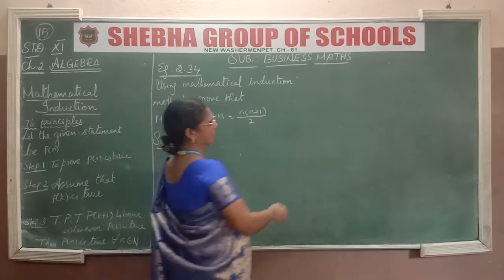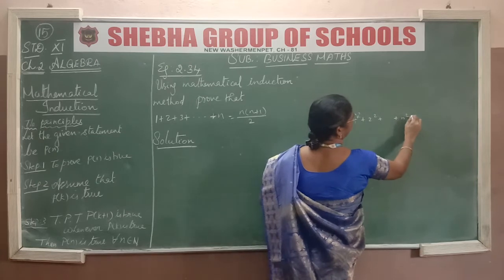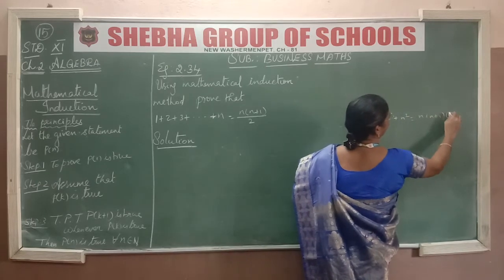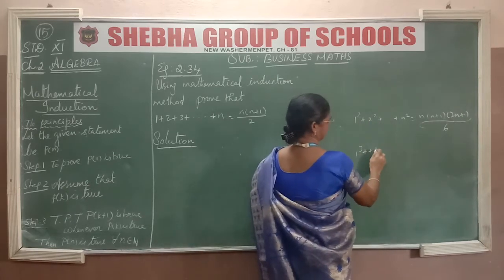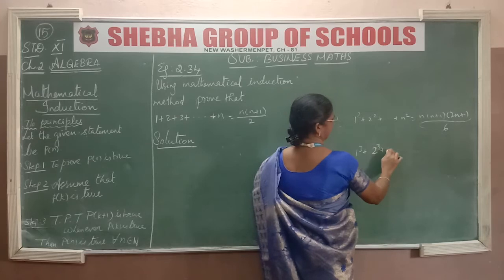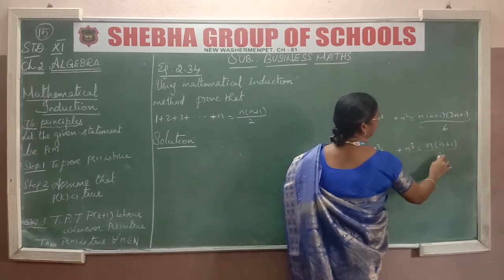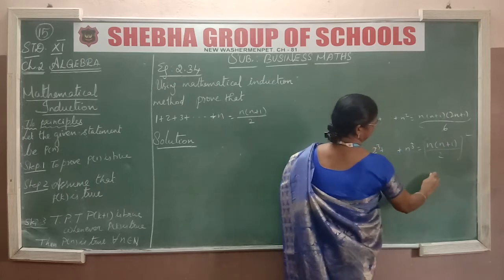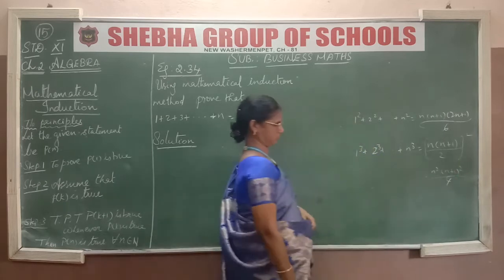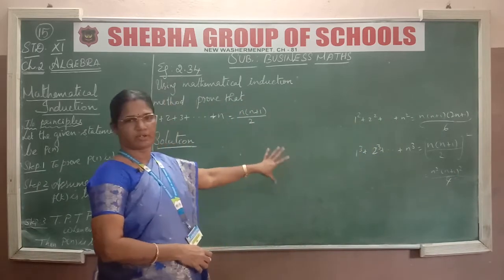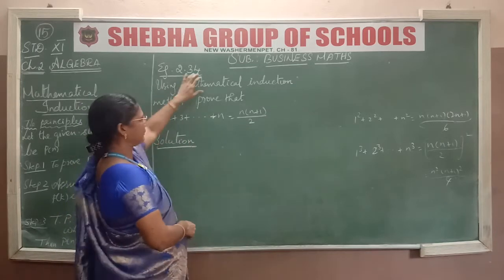And also we have studied sum of squares of natural numbers is what? n into n plus 1 into 2n plus 1 by 6. And also 1 cube plus 2 cube plus etc. up to n cube is what? n into n plus 1 by 2 the whole square. That is n square, n plus 1 the whole square by 2 square becomes 4. We have learnt all these formulas. Today we are going to prove the first one by mathematical induction.